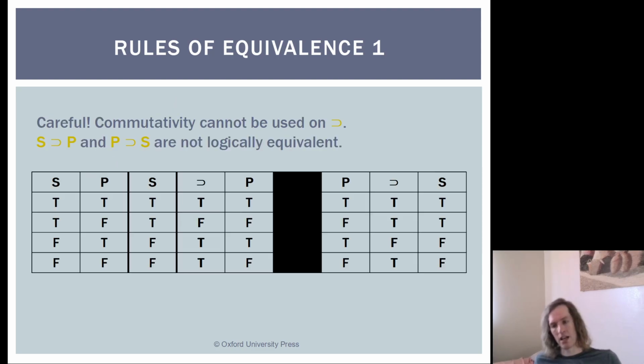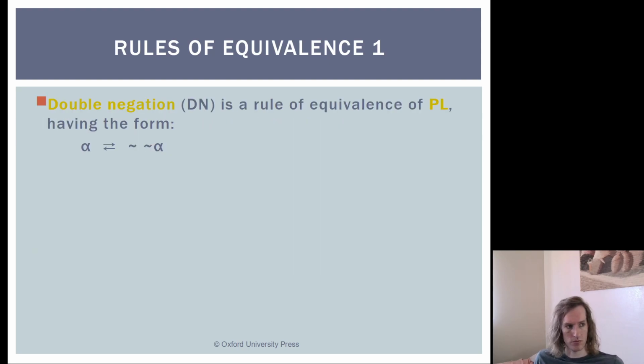Okay, and again, obviously this doesn't apply to conditionals. If S then P and if P then S are not logically equivalent to one another. Here's a truth table if you don't believe me, but it should be obvious with how much we've talked about situations in which conditionals can be true or false, and what we can do with an antecedent and consequent, what they imply about each other, that you can't just swap these around. All right. Next rule of equivalence is double negation.